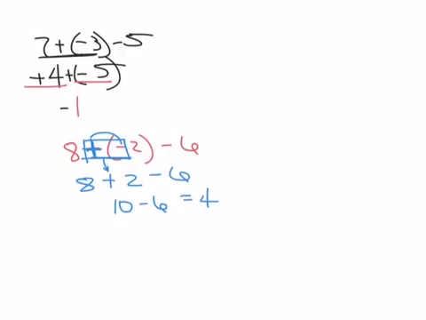Or if you wanted to do it like I said and change these to positive, you can do that. The sign of the largest number is positive. The signs are different, so you take the difference between 10 and 6, and you still get 4. So either way.